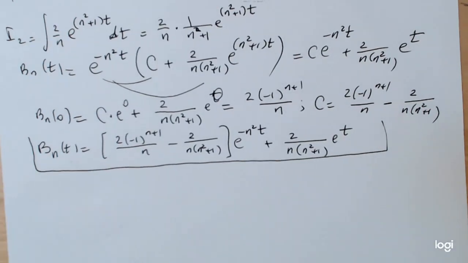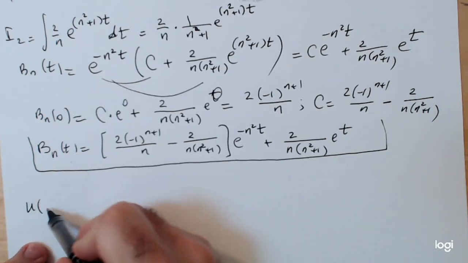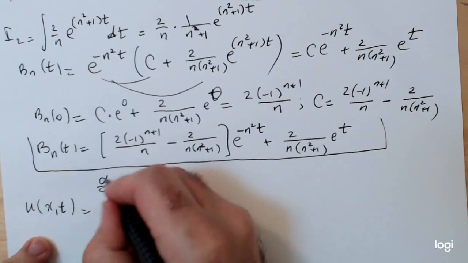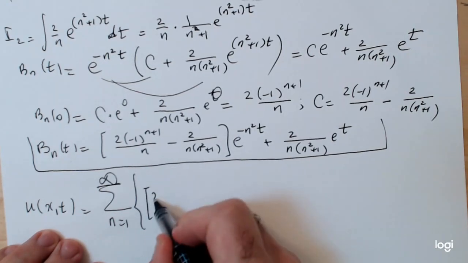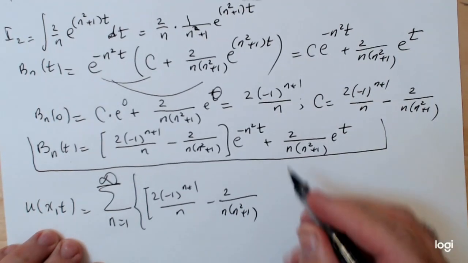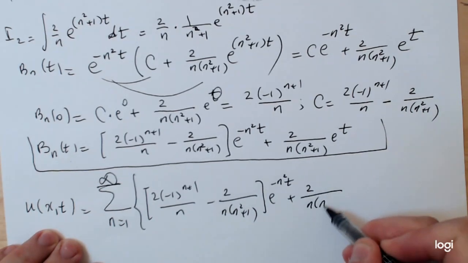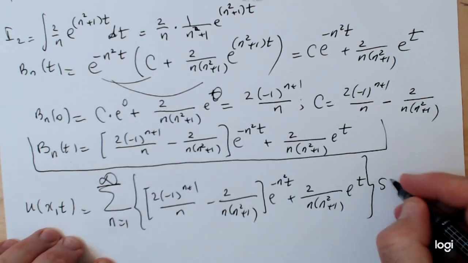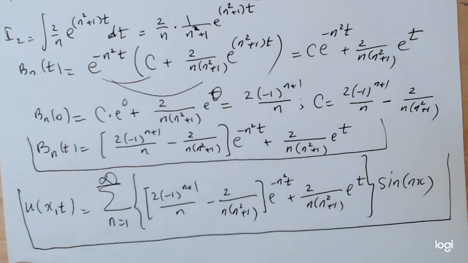Okay, so once we find Bn of t, we can plug it back into the full solution. So our solution was what? A summation of Bn of t, which we just finally determined, 2 times (minus 1 to the n plus 1) over n, and this guy, and then times sine of nx. Okay, I hope it was as good for you as it was for me.